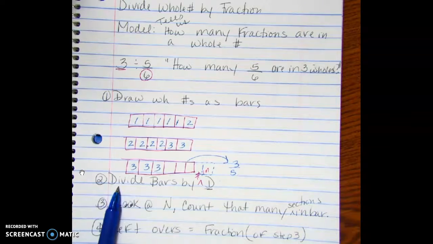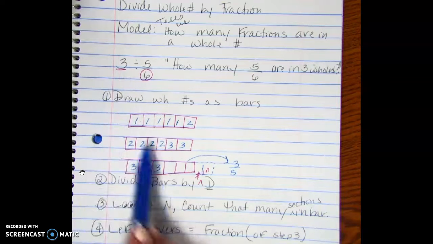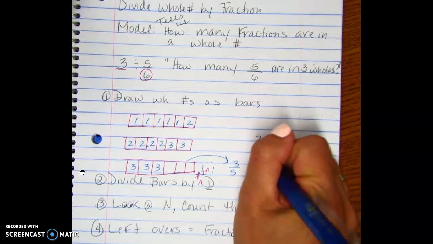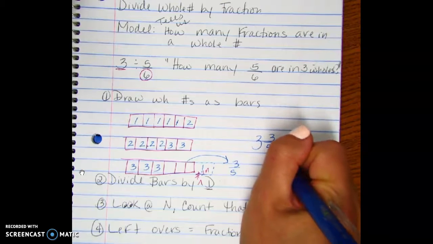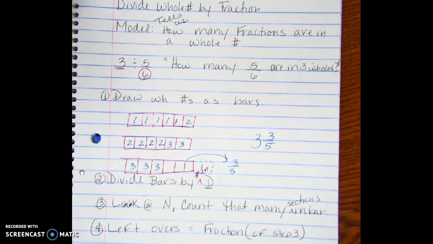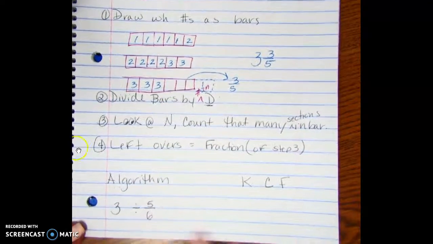So how many 5/6 are there in 3? Well, there's 1, 2, there is 3 and 3/5 5/6. I know, kind of interesting, isn't it? Well, let's see what happens with our algorithm.